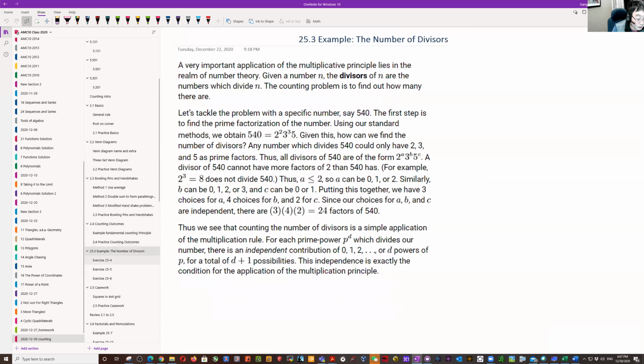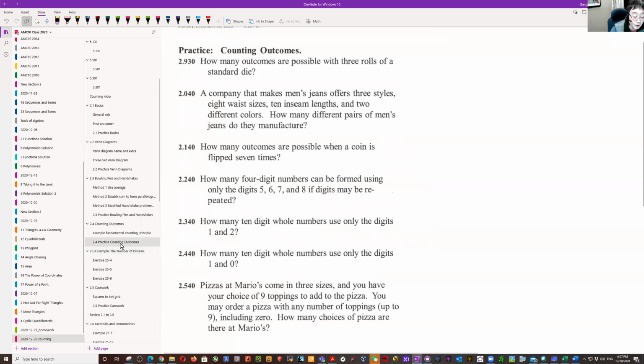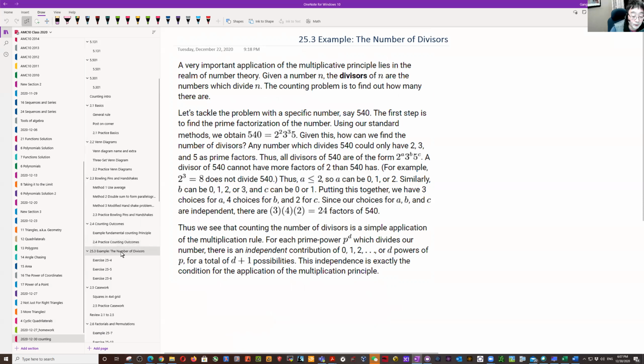Let's go to the counting problems. There's a category of problems that is repeatedly tested in the AMC, which is the number of divisors.